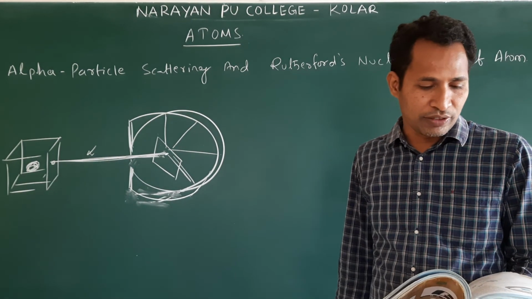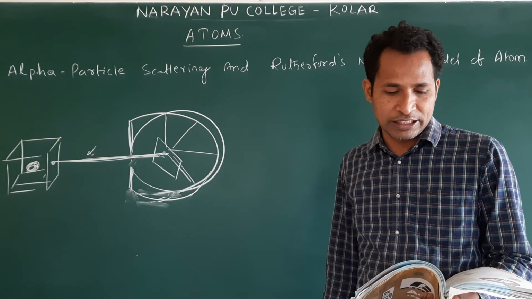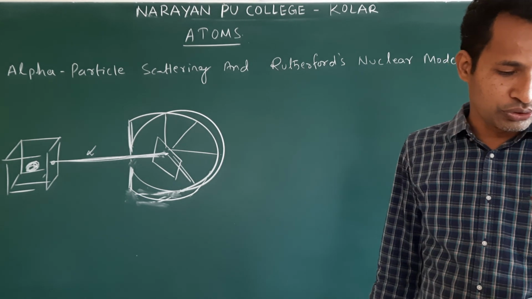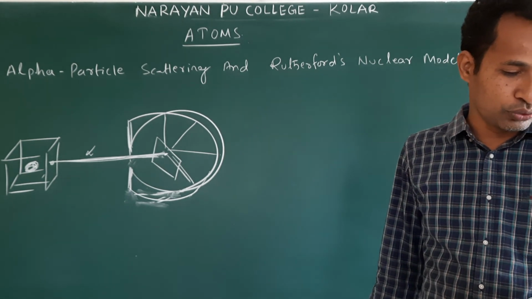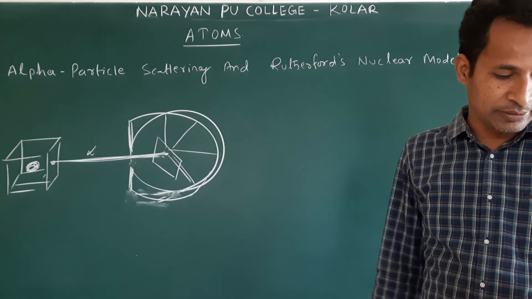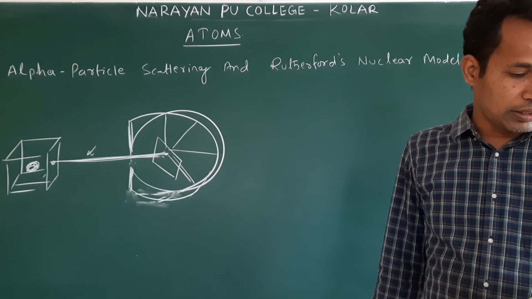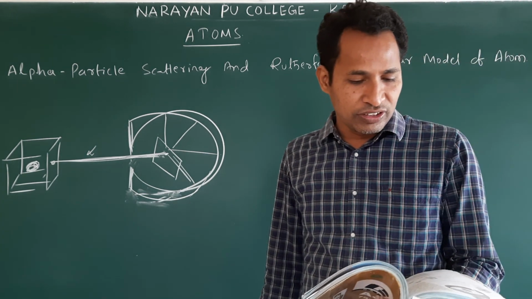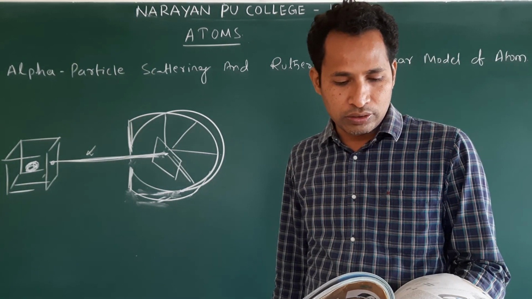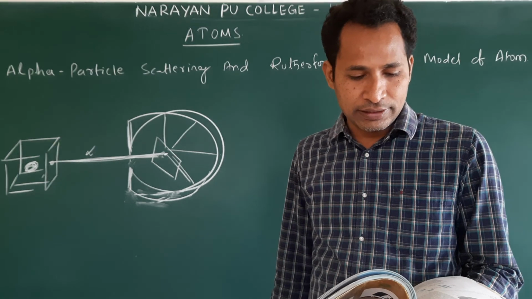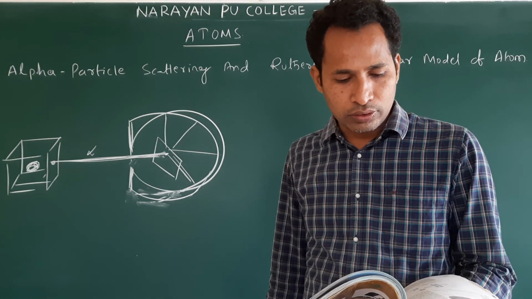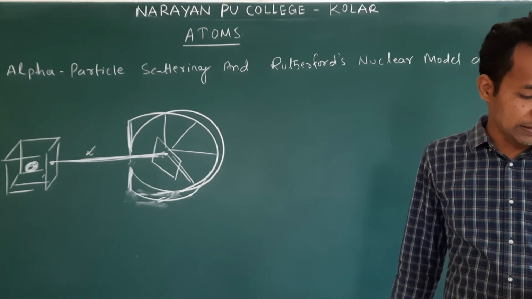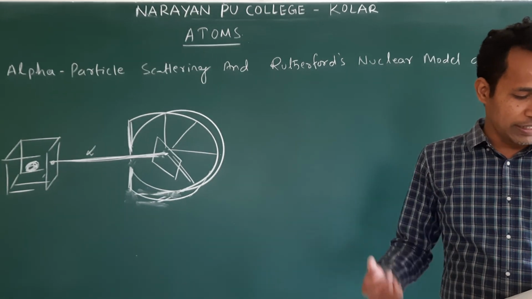They directed a beam of 5.5 MeV alpha particles emitted from a radioactive source at a thin metal foil made of gold. This shows the schematic diagram. Clear? And the alpha particles emitted by the radioactive source were collimated into a narrow beam as they pass through the lead brick. These are common. Then what did they observe?